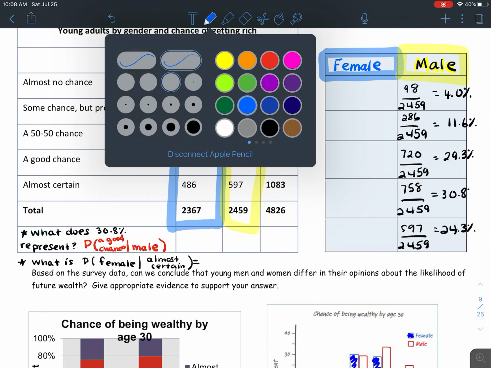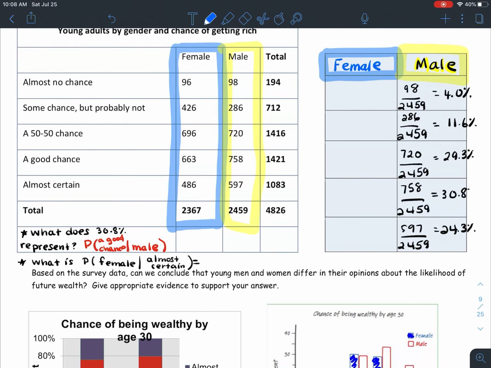We could do the same thing for the females. I'll do that really quickly here, but you would divide each of their totals, and then you would take 96 divided and so on. I'm just going to fill in the percentages here very quickly for you. And there is that.